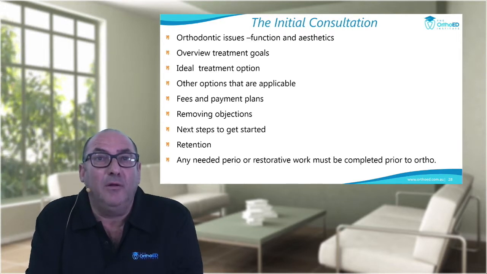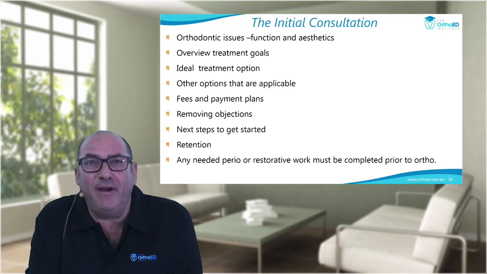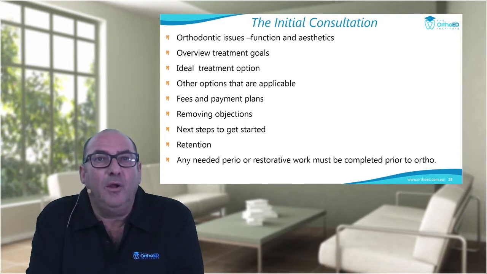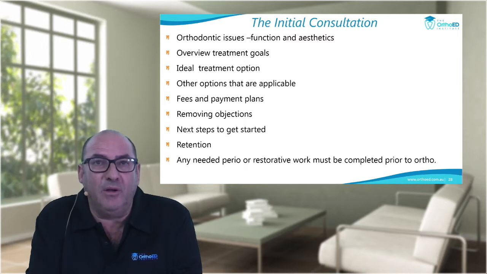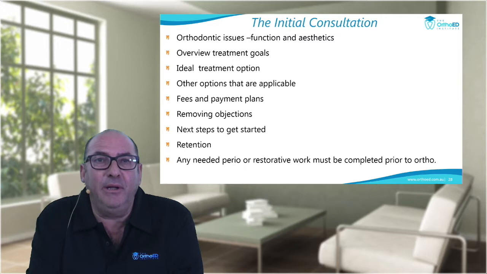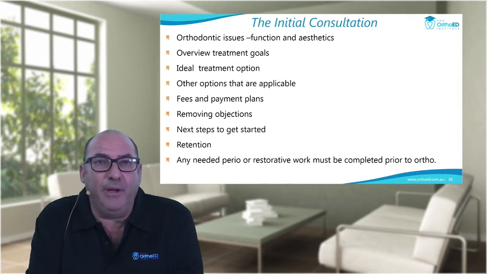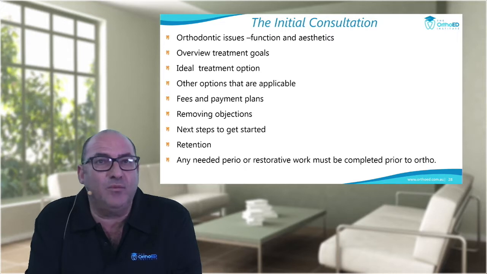So you want to discuss the orthodontic issues, whether they're functional problems or just aesthetic problems. I think that's very important. Everybody's got a functional problem to some degree. You want to overview the treatment goals. You know, what are you going to try to achieve? Fix up the crowding, fix up the deep bite, whatever it be. And this part, I think, is really, really vital. You must provide the patient with the ideal treatment option. Okay? So whether it be braces for 2 years, jaw surgery, extractions, whatever it be, you've got to provide the ideal option. And then you provide other options that may be applicable to them.